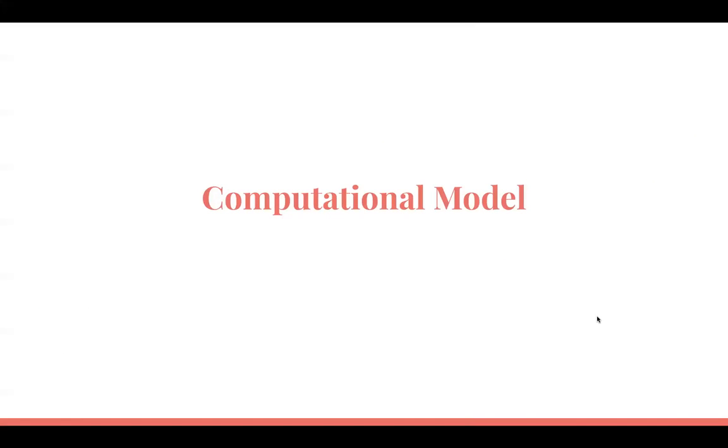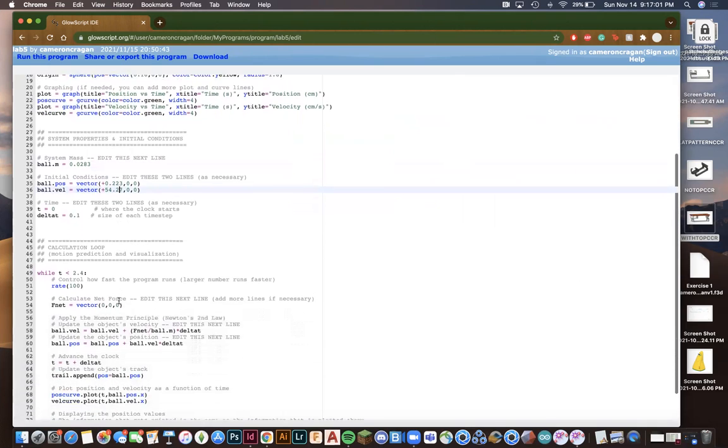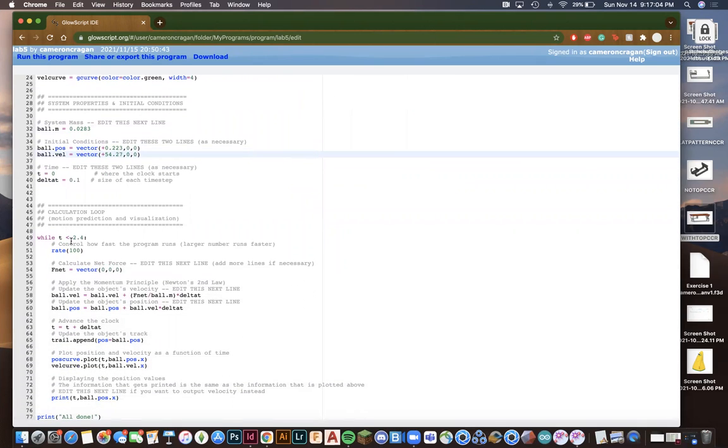And for my computational model, I used GlowScript, and this is where I applied the mass of the ball, the initial position, the ball's initial velocity, and then for this time interval, I applied Newton's second law here. That's basically that the ball's velocity equals the velocity plus F net divided by the ball's mass times delta t. And then also the ball's position equals the ball's position plus the ball's velocity times delta t.